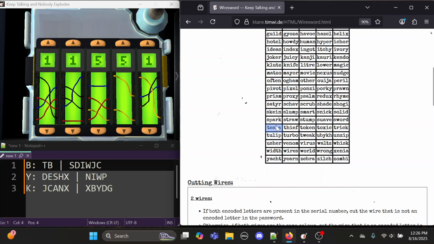Tango words. We have Tesla, not that. Thief, not that. Token, not that. Toxic, not that. Trick, nope. Tulip, no. Turbo, no. Tweak is a possibility. But we do know for a fact that we couldn't do ideas because there is no echo in the 3rd position, so therefore that's not an option. So it's not tango here.